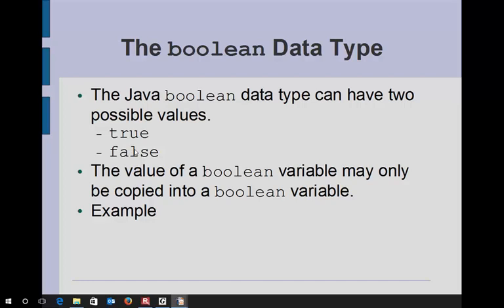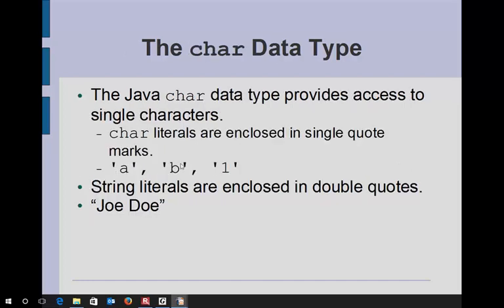Okay. The last data type is the char. Chars are literals that are enclosed in single quotes. So like I have 'a'. Remember there's only one character, and it is enclosed in single quotes. These are different from the string, which is enclosed in double quotes.